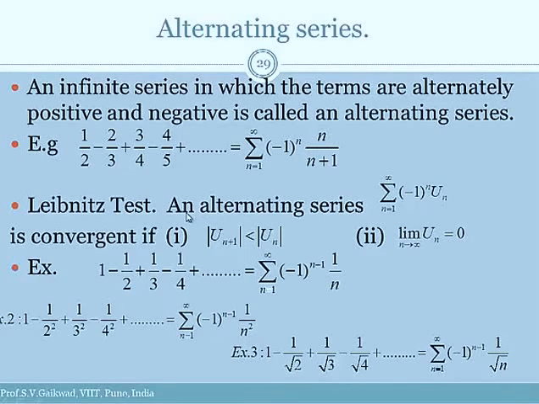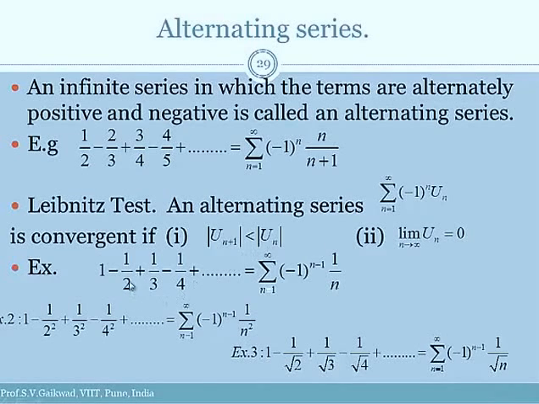To test the convergence of an alternating series, we will apply the Leibniz test. The test says that the series is convergent if modulus of un plus 1 is less than mod un, and the limit of un is 0 as n tends to infinity. The meaning is obvious here. Irrespective of the sign, the terms should go on decreasing: mod un plus 1 less than mod un, and limit of un equal to 0. If both conditions are satisfied, the series will be convergent. Otherwise, the series is divergent.